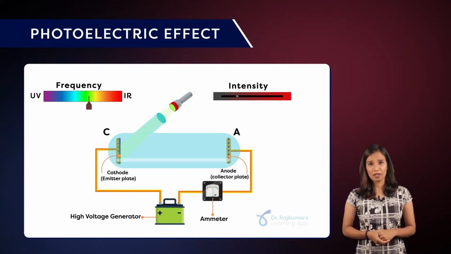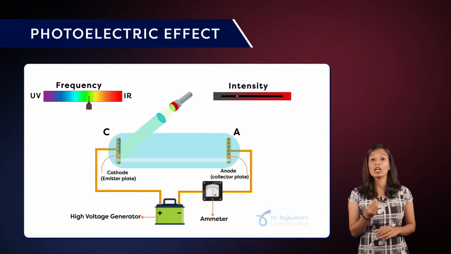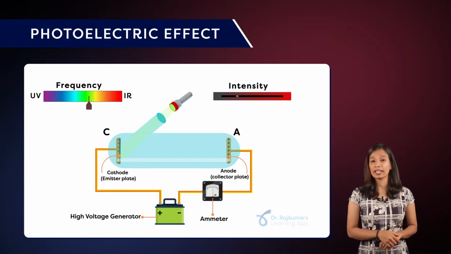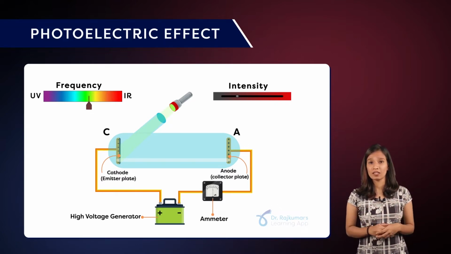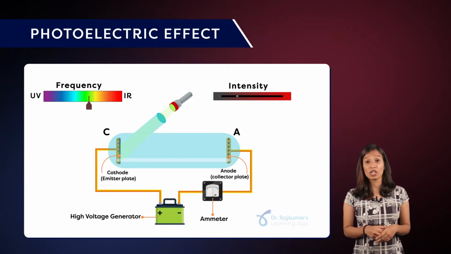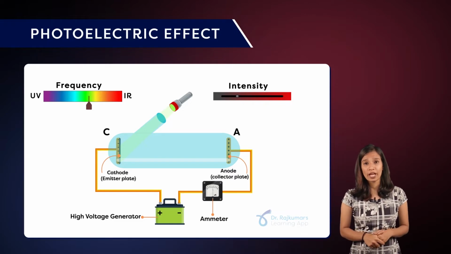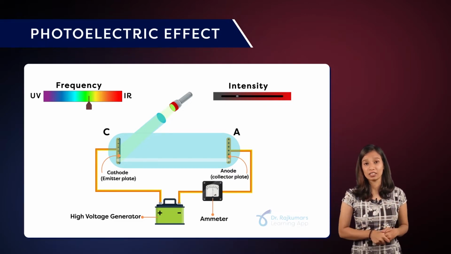Look at the diagram carefully, we can see that there are many variations that can be made. What changes can be brought about if I change the intensity of my incident light? What happens if I change the frequency of this light? And will there be any changes in the photocurrent if I change the potential of the circuit? If I increase the potential of the collector plate, what happens then?